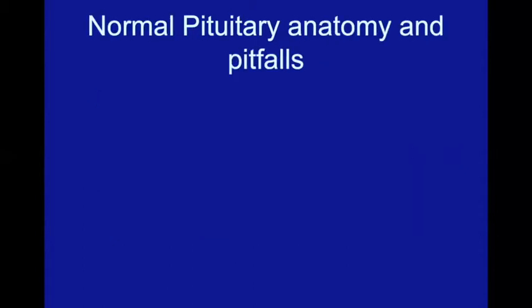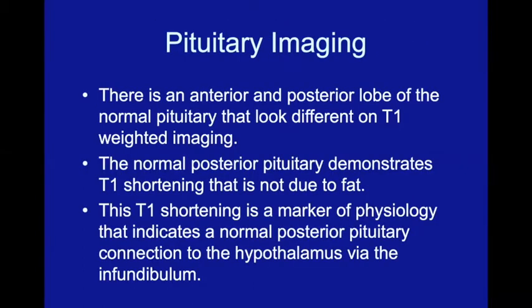So let's talk about the normal pituitary gland. The pituitary gland has an anterior and posterior lobe, and the embryology of the pituitary is quite interesting in the sense that tissues from the brain move down, and tissues from the skull base and nasopharynx move up, and meet in the pituitary gland. So the anterior and posterior portions of the pituitary have different origins. And this gives rise to some of the pathology that we'll see later, specifically Rathke's cysts.